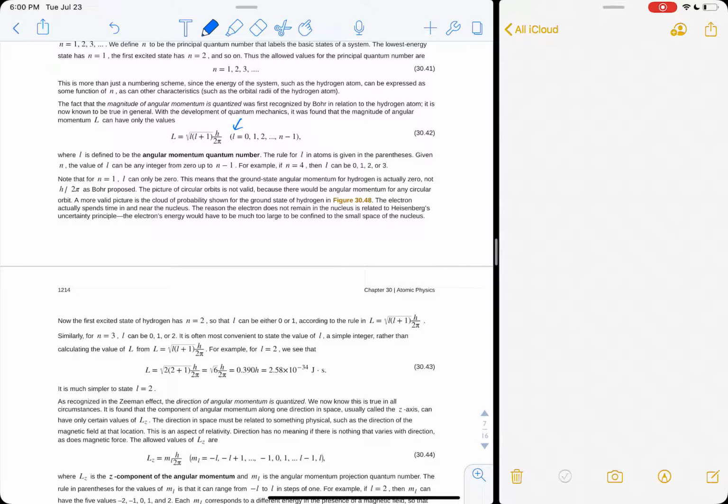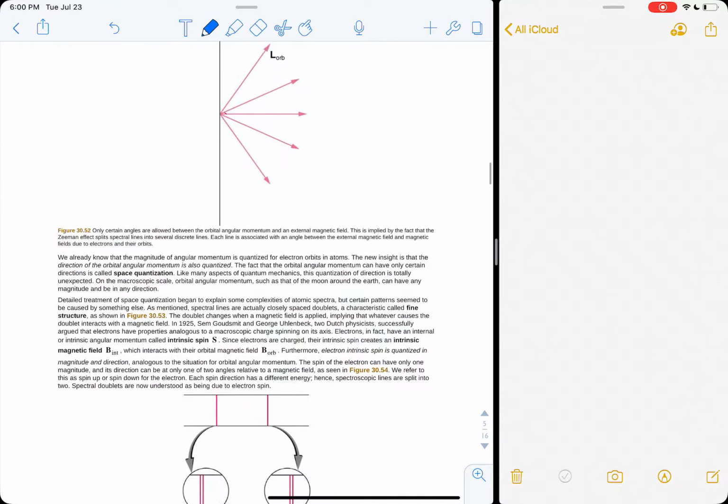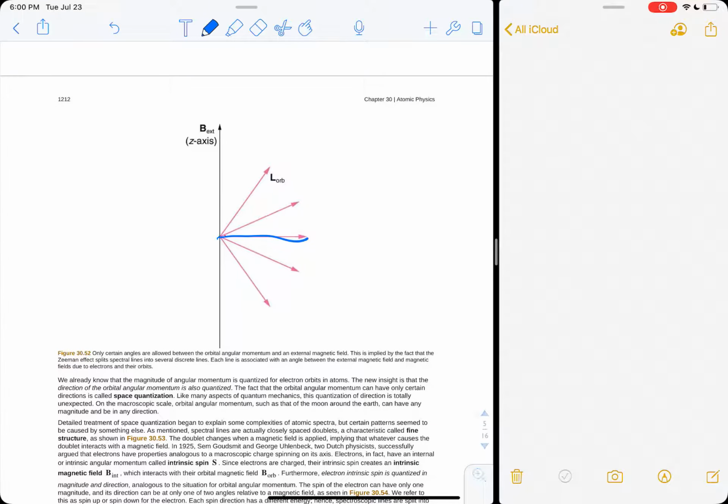So let's say the n equals 3 state is what you're looking at. You're trying to understand all the different possible energy levels from there. Well, you can have 0, 1, and 2 for l at that state, because it can go up to n minus 1, which would be 3 minus 1, which is 2. So l is your possible values for your angular momentum, which means it can either be here, here, or here. So you can have 0, 1, or 2.